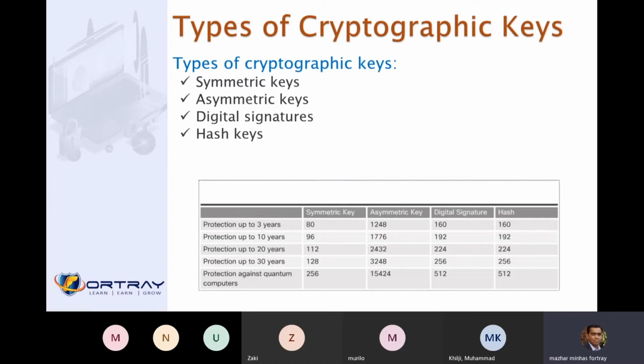Types of keys. So here you can see, for example, the protection for up to 3 years: symmetric, asymmetric, digital, hash 160. These are the lengths of the keys actually. And if you want to break this key with quantum computing, these are the times you need, with protection up to 30 years and so on. So these are different values we can see.